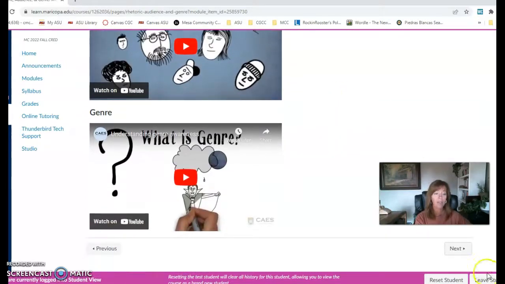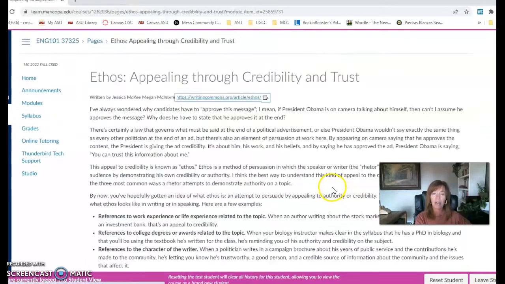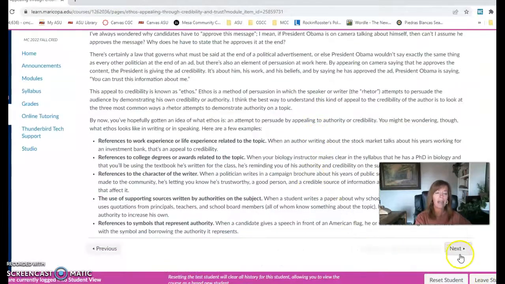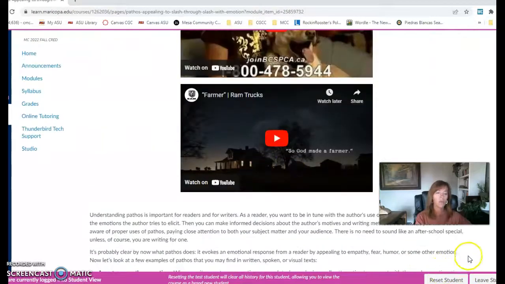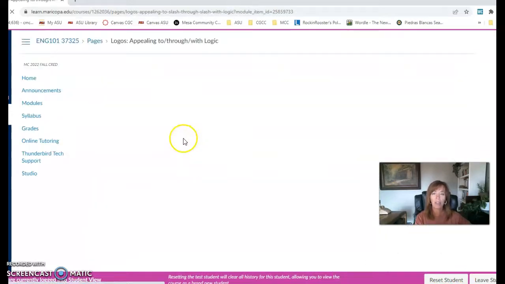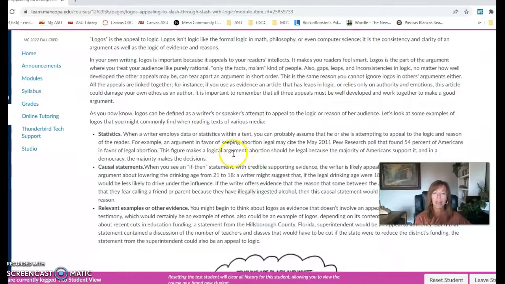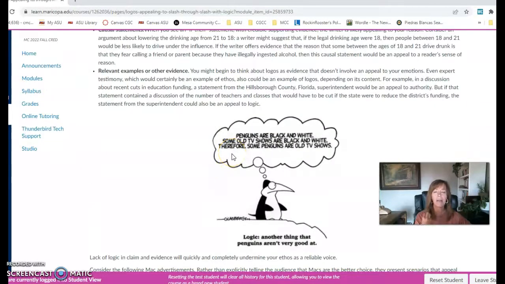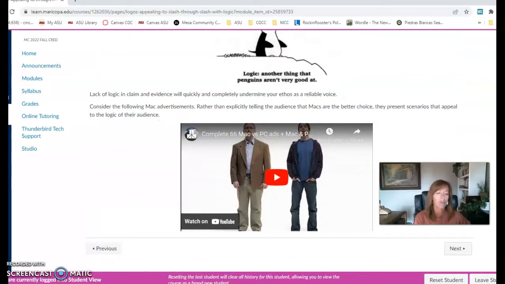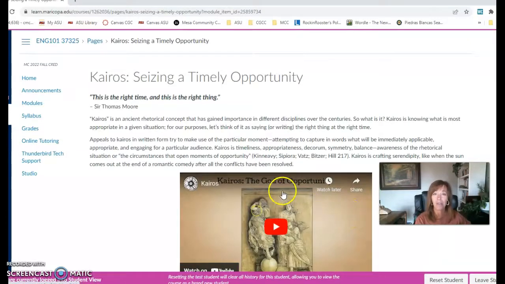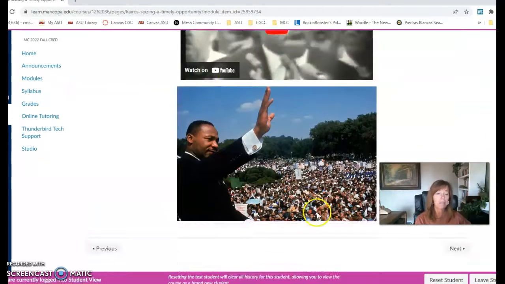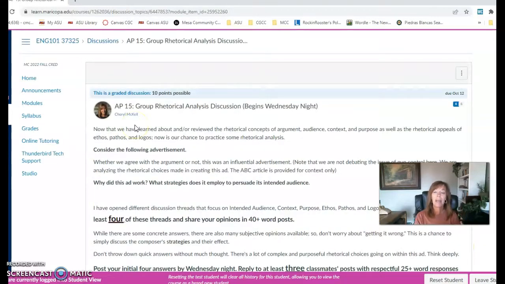And I've also created some really great handouts on what it means by ethos. What is pathos? What does that mean, to appeal to emotion? What does it mean to appeal through logos, or logic, or to appeal to our audience's logic? Kairos. Okay? What is that? Read over those, look over them, study them, get to know them, because by Wednesday night we're going to practice them.